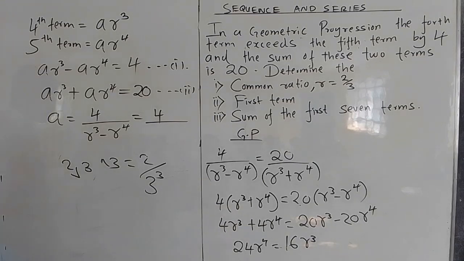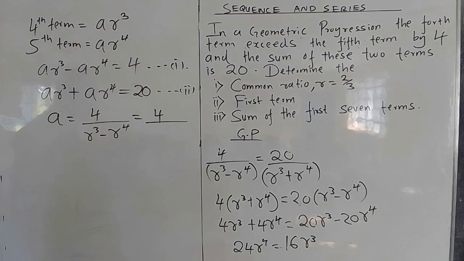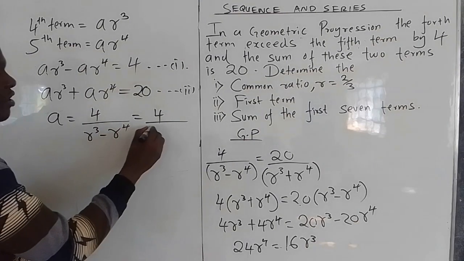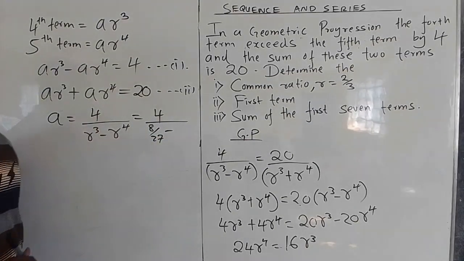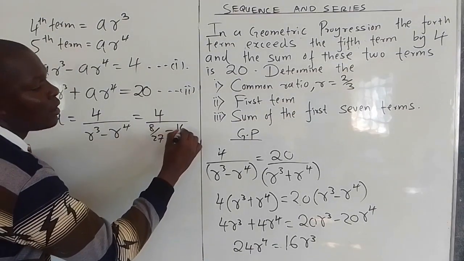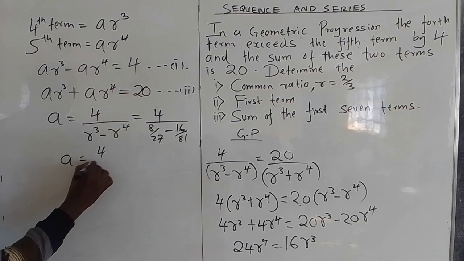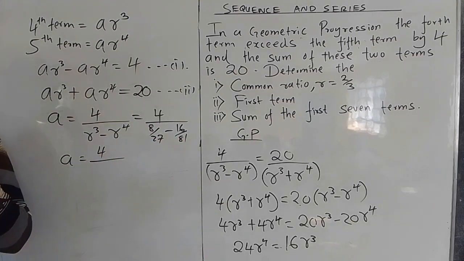Okay? Good. So what do you get? What is r cubed? What have you found? 8 over 27. Then it is minus. What is r raised to power 4? 16 over 81. Yes, so at the end, A is 4 over 8 over 27 minus 16 over 81. That is 24 minus 16, which is 8 over 81. What do you have? 8 over 81.